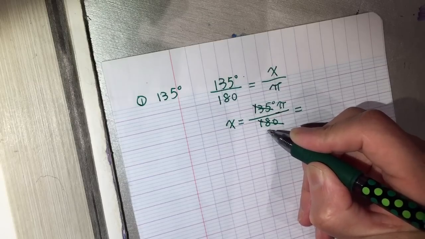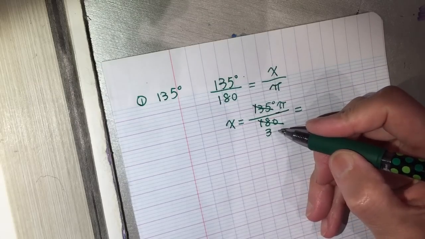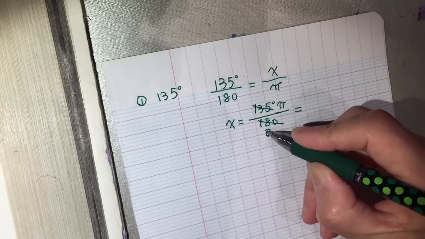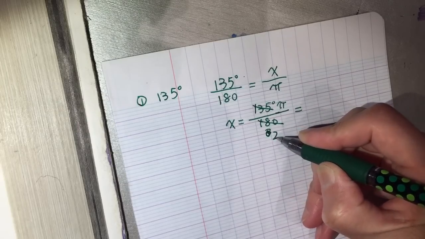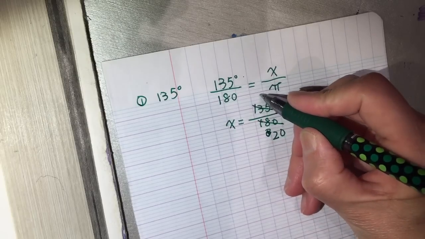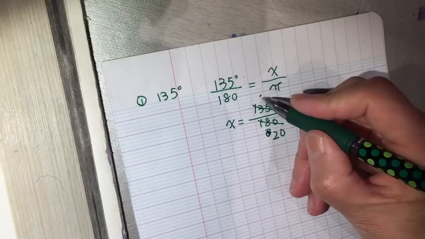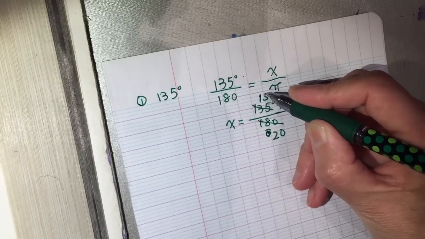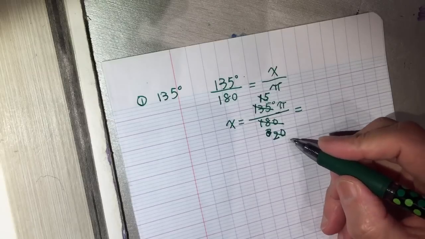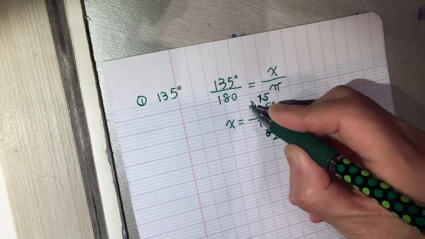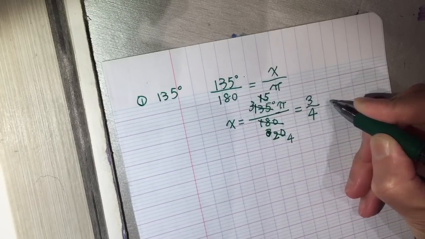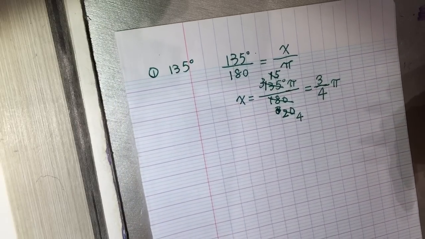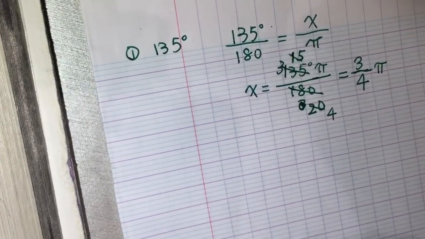135 and 180 can both be divided by 5, and then by 9. Divided by 9 is 20 and 15, and by 5 is 4 and 3, so it's three-fourths pi. And with time, you get accustomed to it. Is that clear enough? I will do it in the larger.